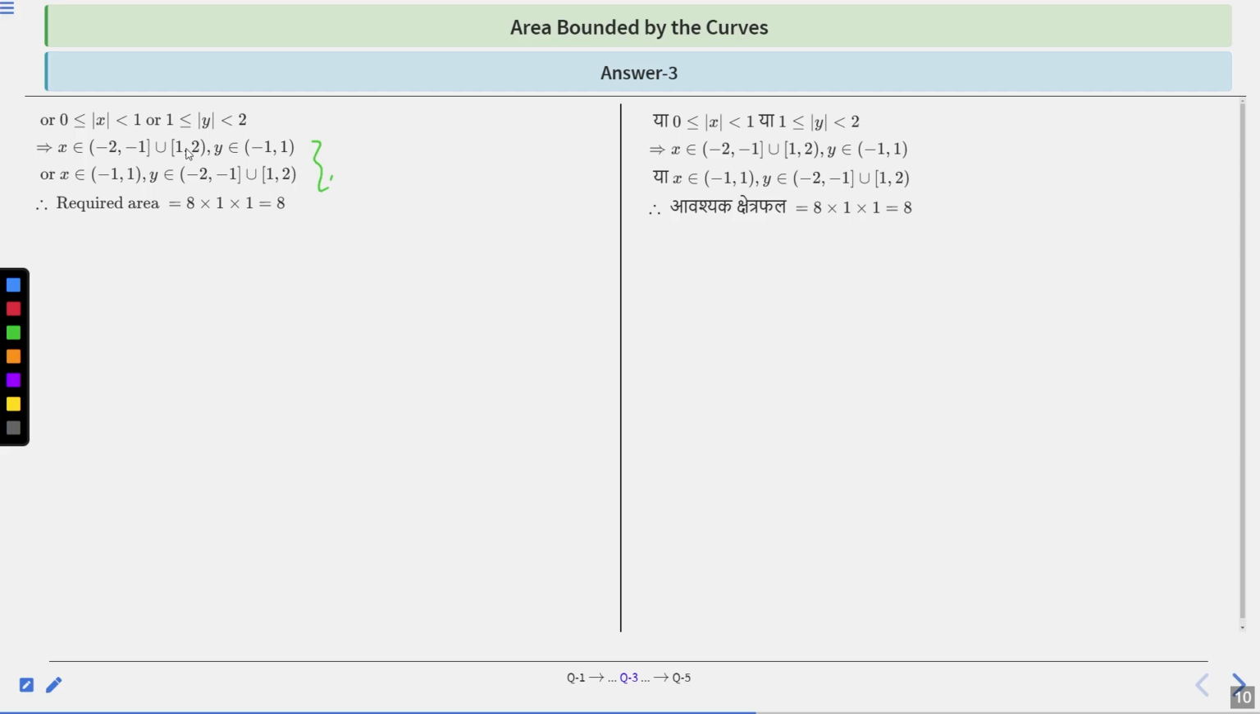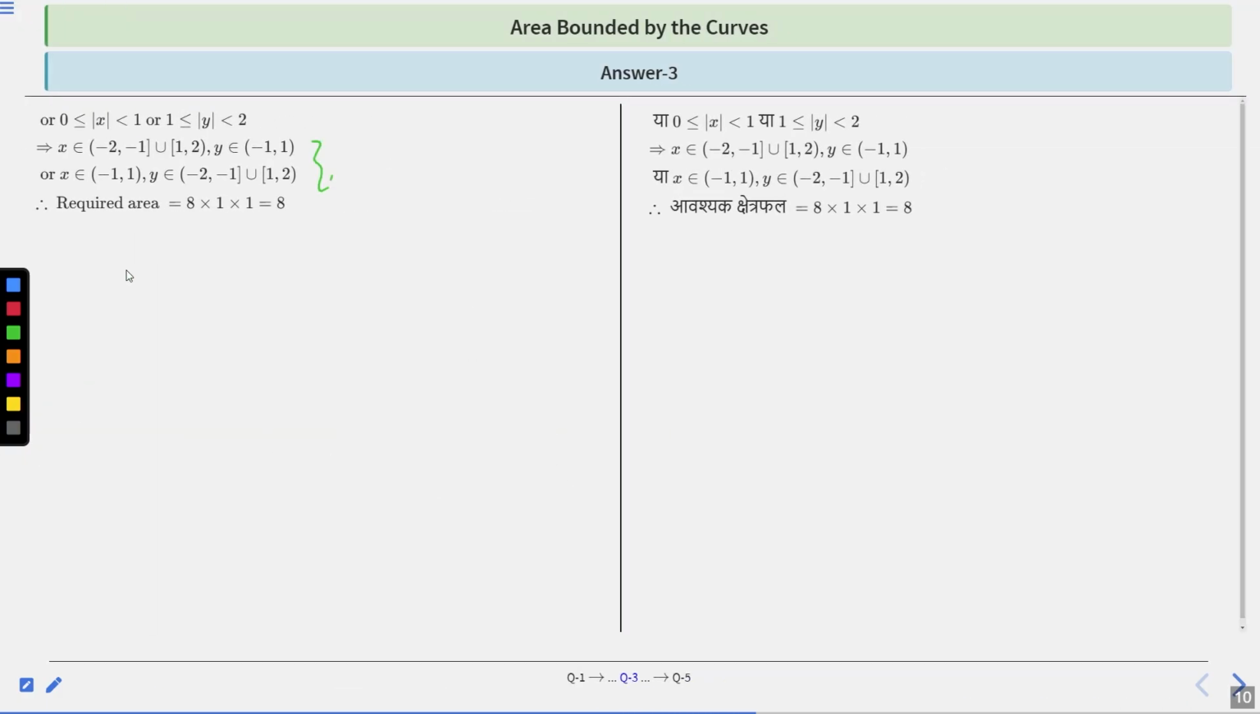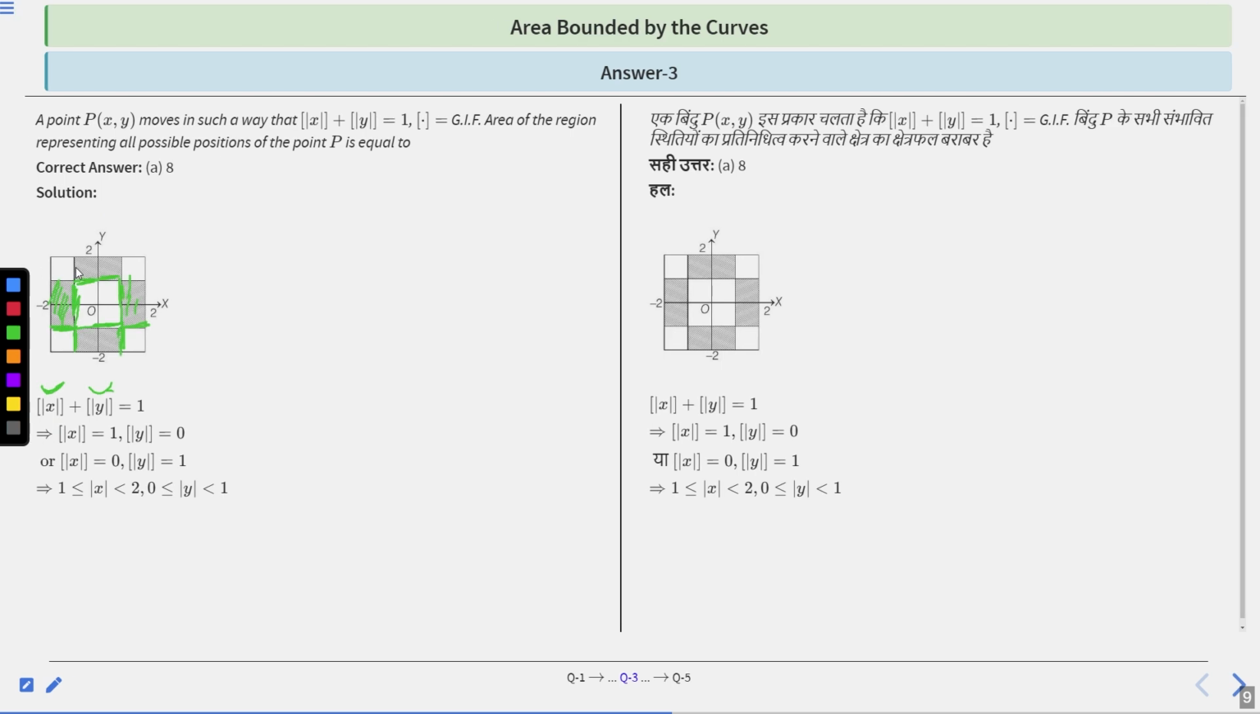And y is between minus 2 to minus 1. That is this, minus 2 to minus 1. Union 1 to 2. That is 1 to 2. Right?